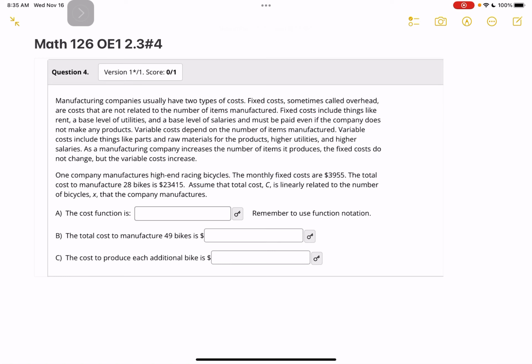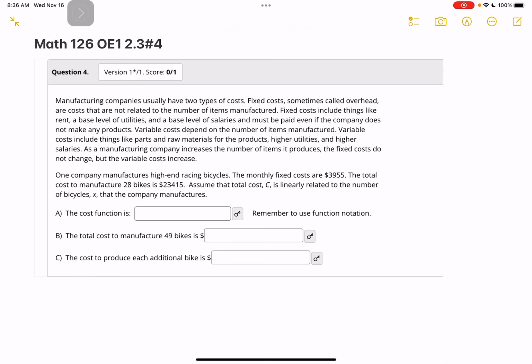Variable costs depend on the number of items manufactured. Variable costs include things like parts and raw materials for the products, higher utilities, and higher salaries. As a manufacturing company increases the number of items it produces, the fixed costs do not change, but the variable costs do. And this is an example where they're making bikes.